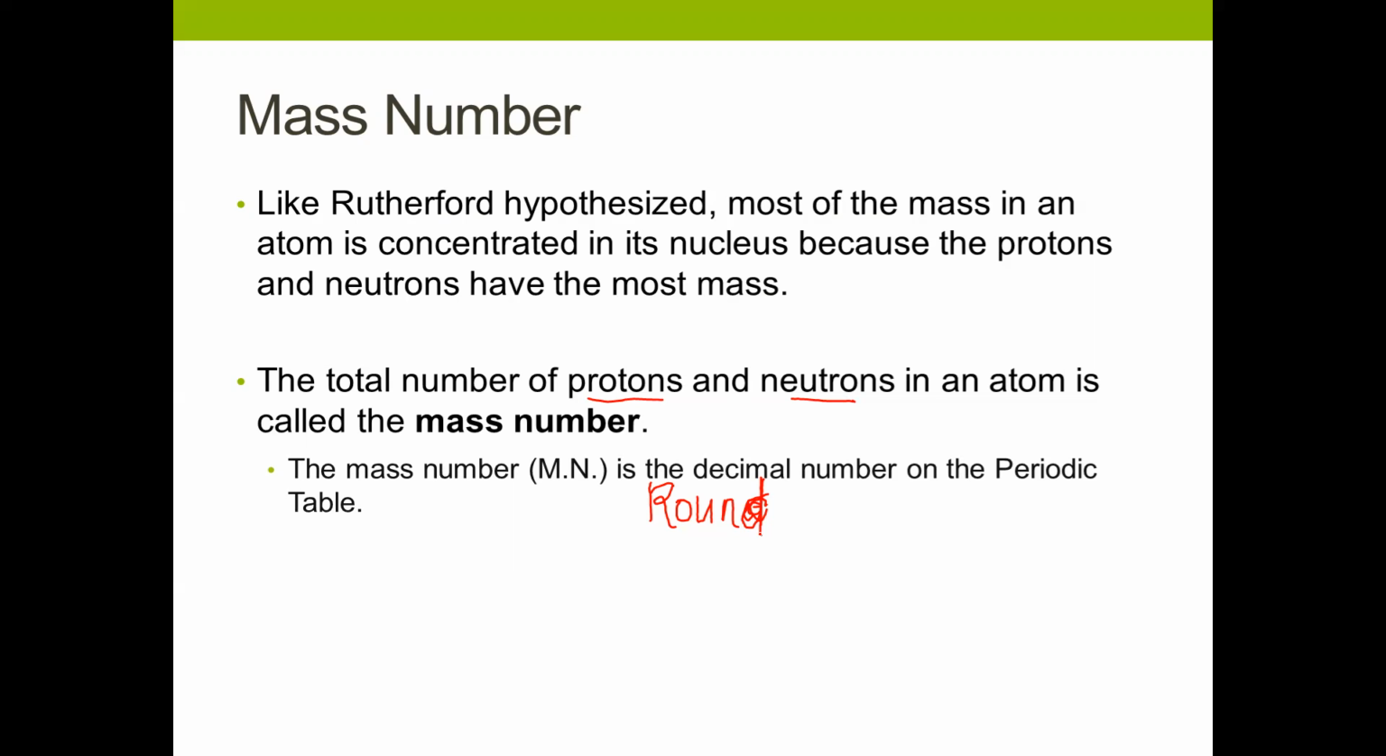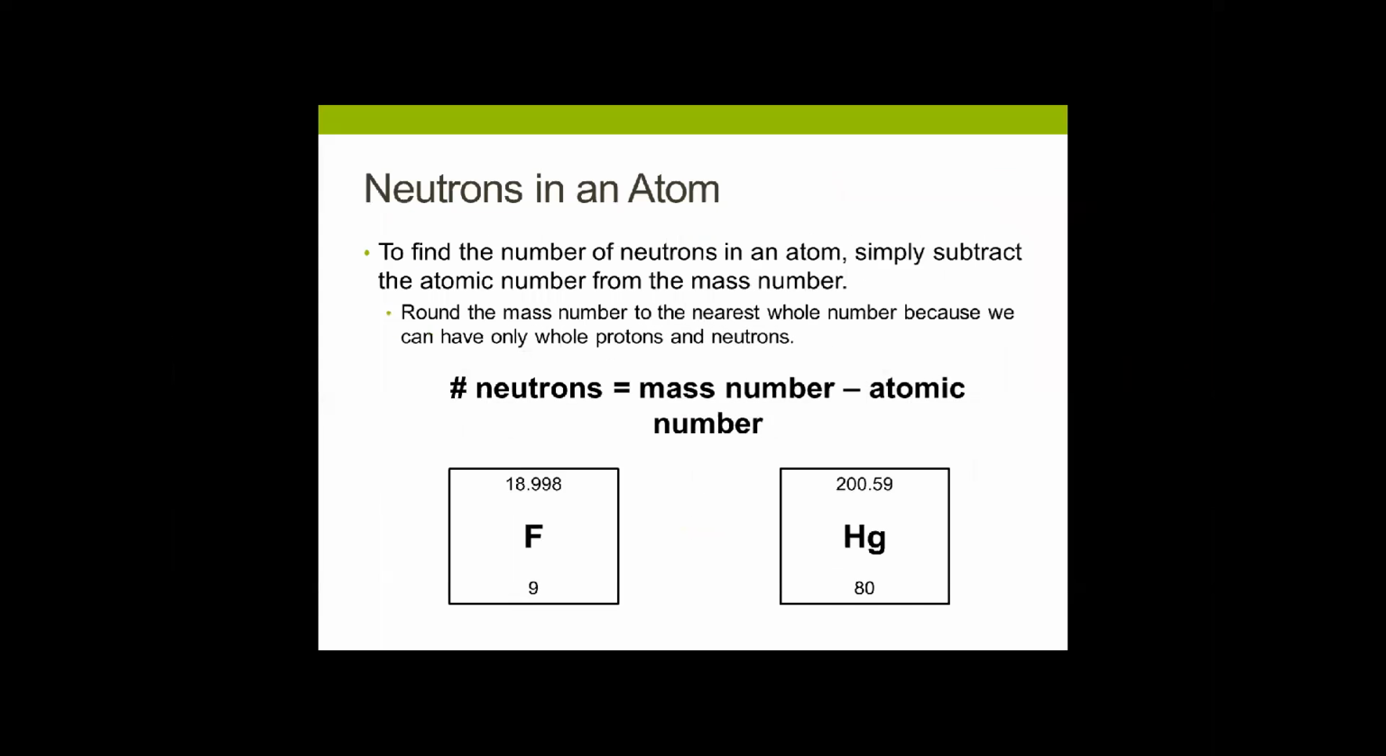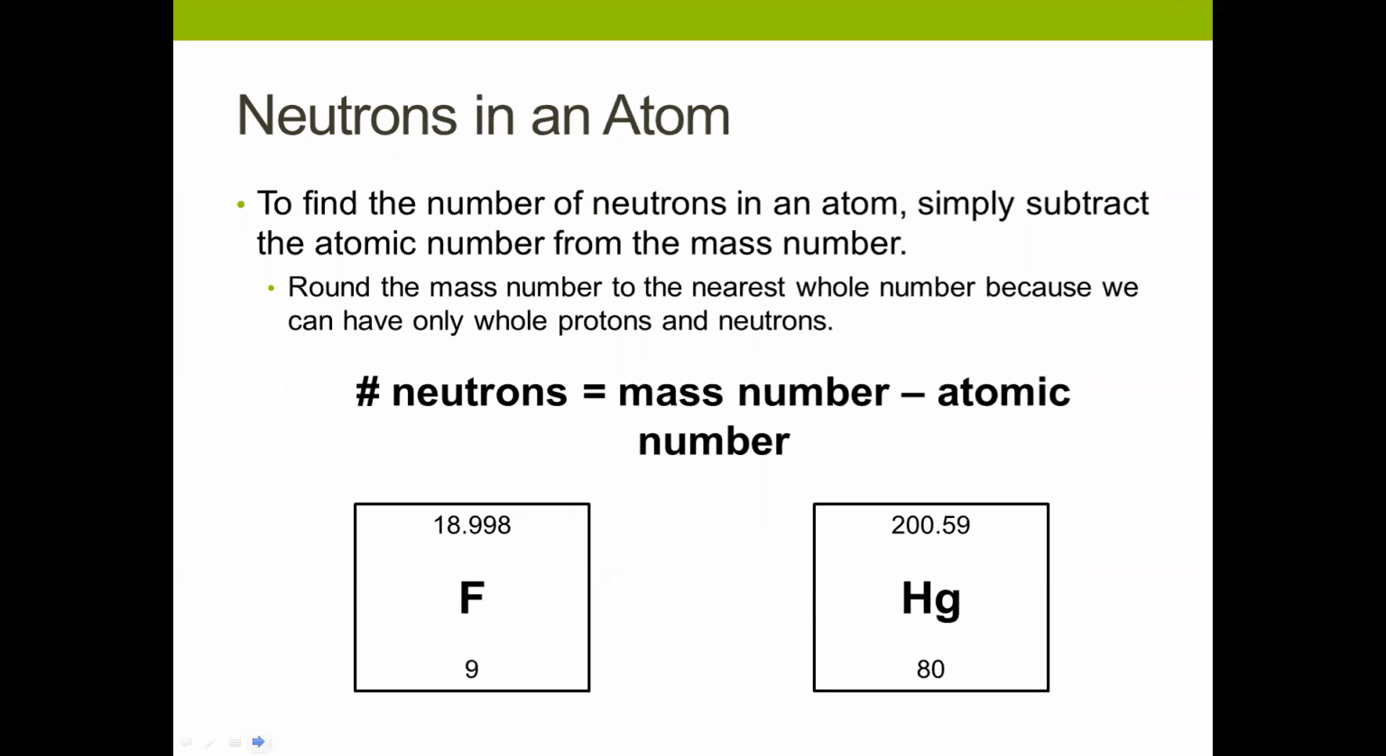Okay. So I have these here just so that we could practice one. We don't need to do both of them. But to find the number of neutrons, you just subtract the rounded mass number minus the number of protons, the number of electrons, or the atomic number. They're all the same. Okay.